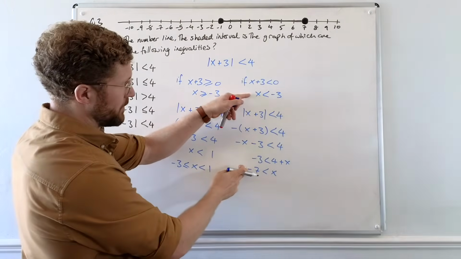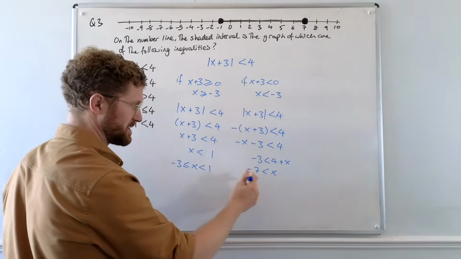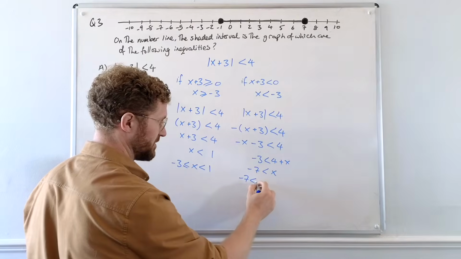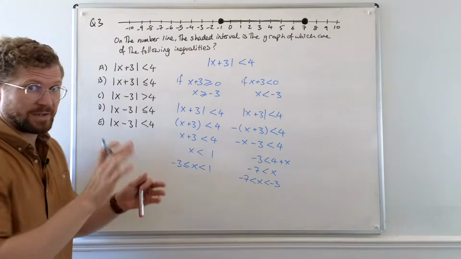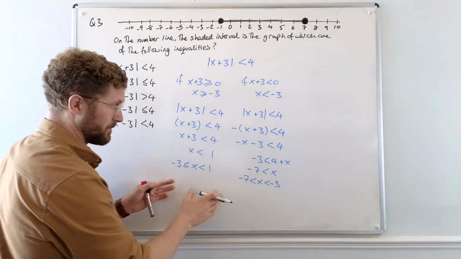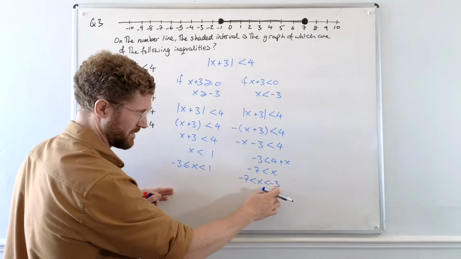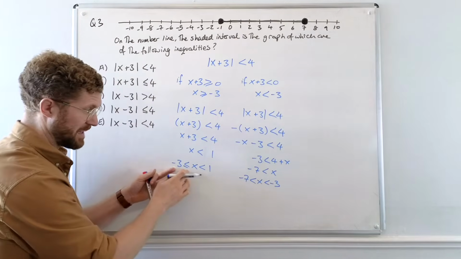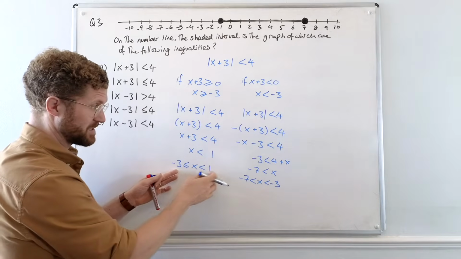Now again, I'm going to bring these together. This one says x is less than -3, this one says -7 is less than x, so -7 is less than x is less than -3. Final step, I can bring these together and say, well, look, this one deals with -7 is less than x is less than -3, and this one, -3 is less than or equal to, so I've got that -3 included here, is less than x is less than 1.